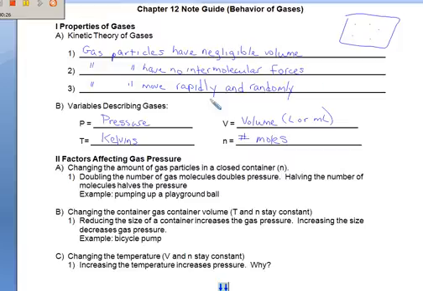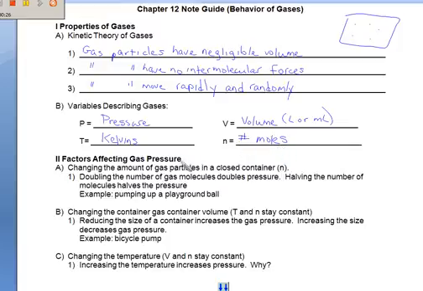Let's take a look at the variables that we'll use to describe gases. First, there is pressure. Next, temperature. Remember, we always need to use kelvins anytime we're doing calculations that involve temperatures with gases. Third, there's volume. Generally, we use liters, but we can also use mLs. And then finally, there's n, which stands for the number of moles.